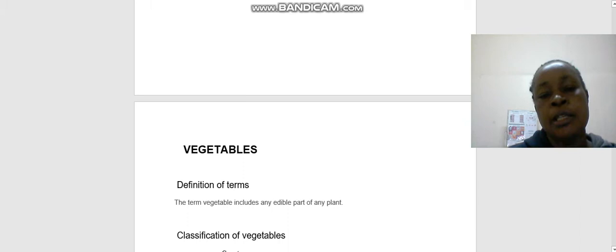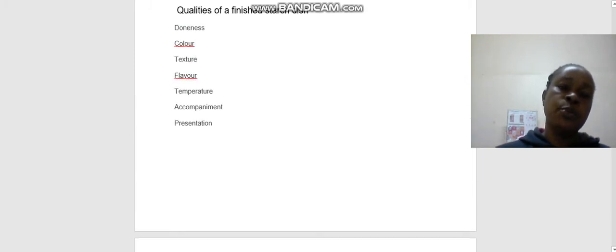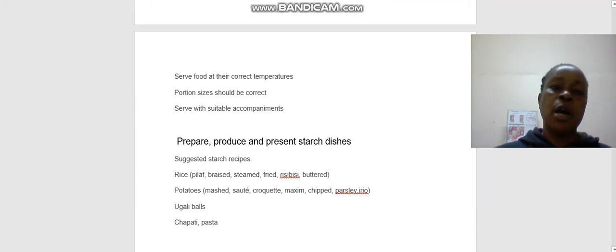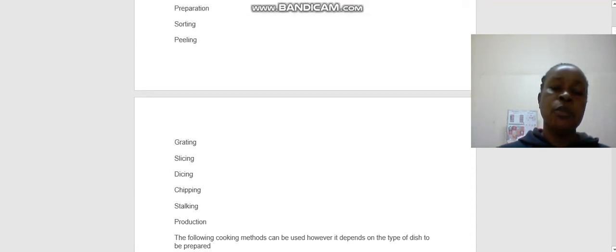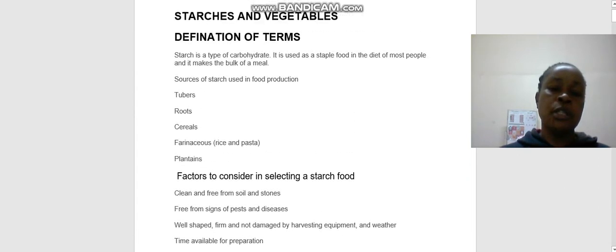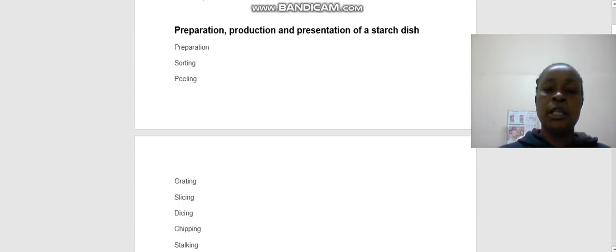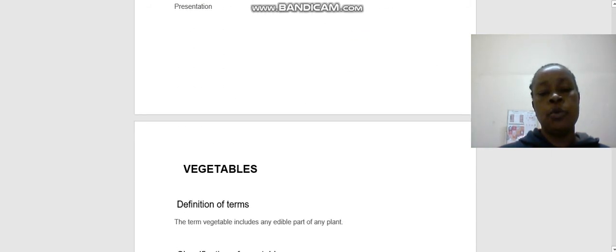starches. And under starches, we have seen the qualities, we have seen the nutritional value of starches, we have seen how you present starches on the table, how you prepare starches. We have seen also the different methods of pre-preparation of starch dishes and the factors to consider when purchasing any starch dish. Next, we are going to talk about vegetables.